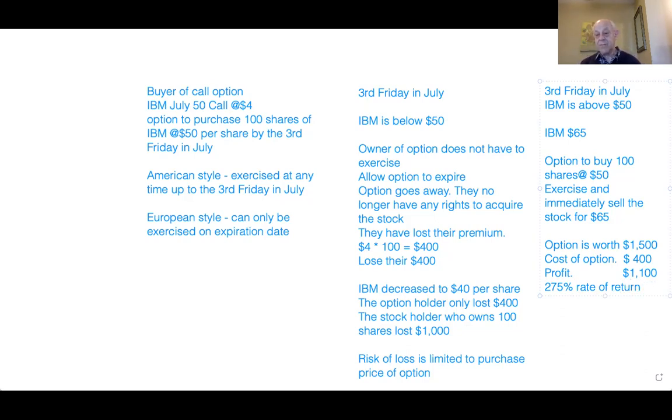If someone bought 100 shares of IBM and it went from 50 to 65, their profit would be $1,500. So they would actually have made more money than you in terms of dollars, but their rate of return would have been $1,500 on a $5,000 investment, which isn't a bad rate of return, obviously, but on a $5,000 investment, making $1,500 is a 30% rate of return.